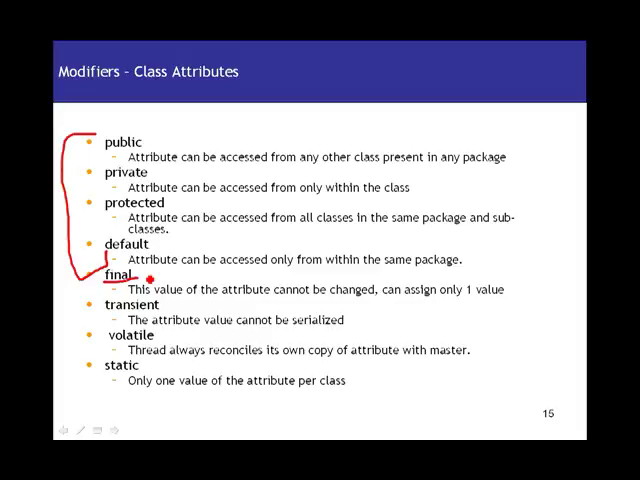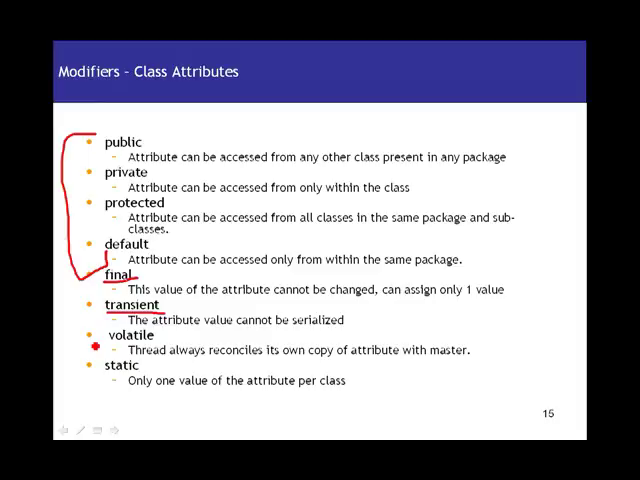Next, transient. What is transient? The attribute value cannot be serialized. So the first question is, what is serialization? Basically, when you want to save the state of an object for retrieving it at a later point of time, you serialize it.